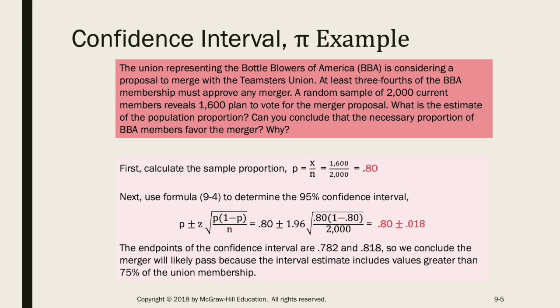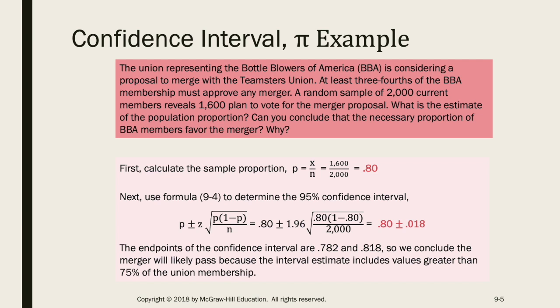So let's go through now and use that second formula to actually calculate the confidence interval for the population. So here's our problem. We've got these Bottle Blowers of America. They are considering a proposal to merge with another group, and they need 3/4, or 75%, of their membership to approve this merger. So they take a random sample of 2,000 members, and it reveals that 1,600 plan to vote for the new merger.